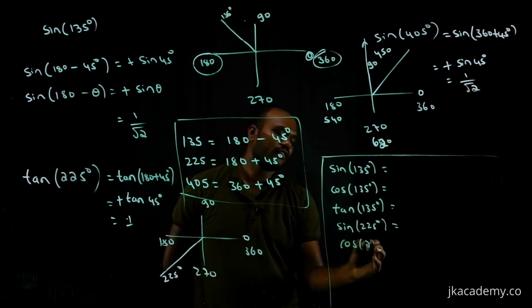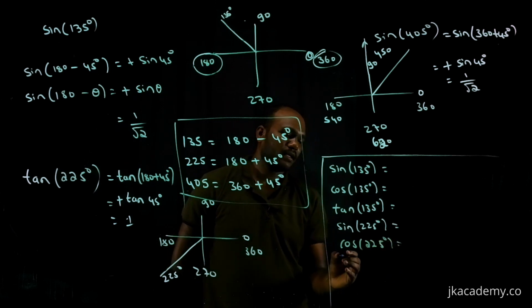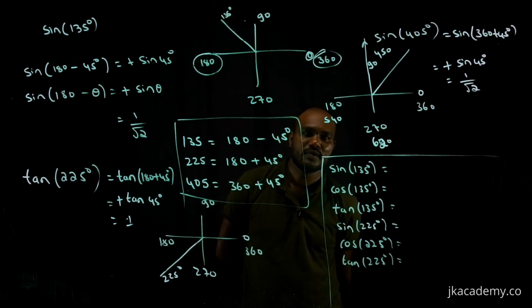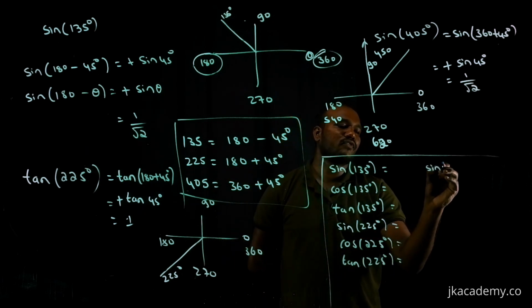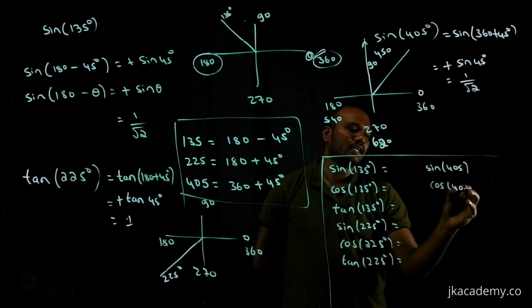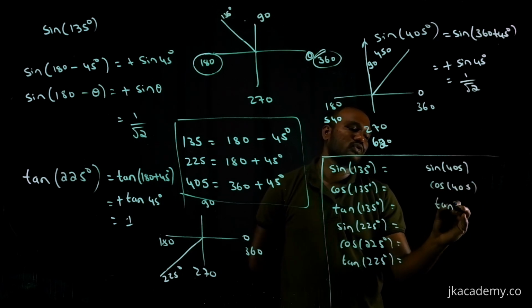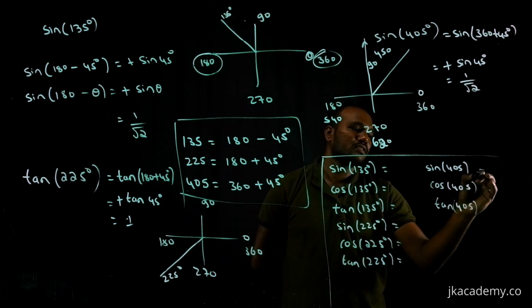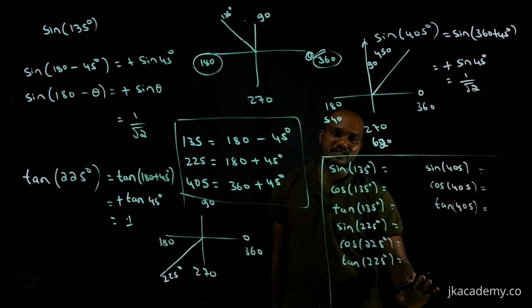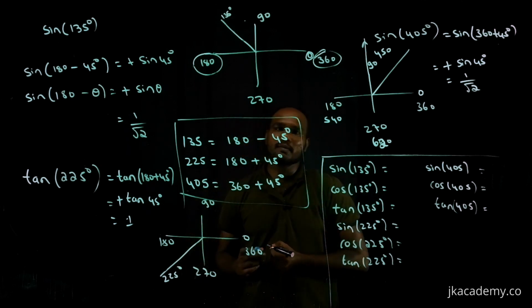Cos 225 degree, tan 225 degree, solve this. Again, find sine 405 degrees, cos 405 degree, tan 405 degree. Solve this, don't go anywhere. These are the must questions you should be capable of solving. If you can solve this, now we are very comfortable with supplementary angles.